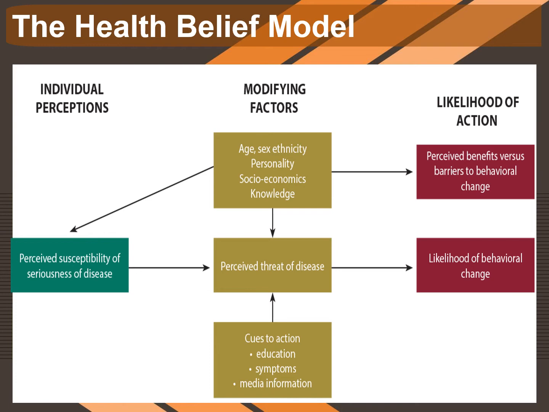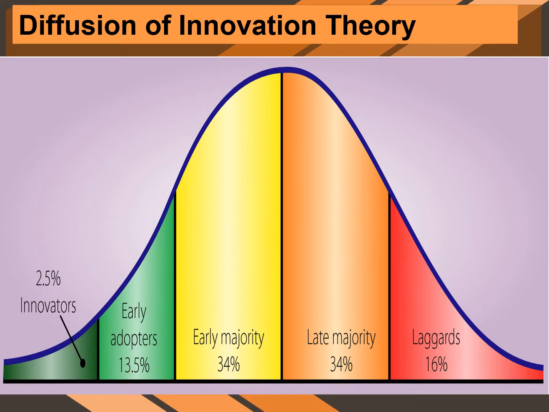Next, the diffusion of innovation theory. We will have five categories of adopters: the innovators, the early adopters, the early majority, the late majority, and the laggards.